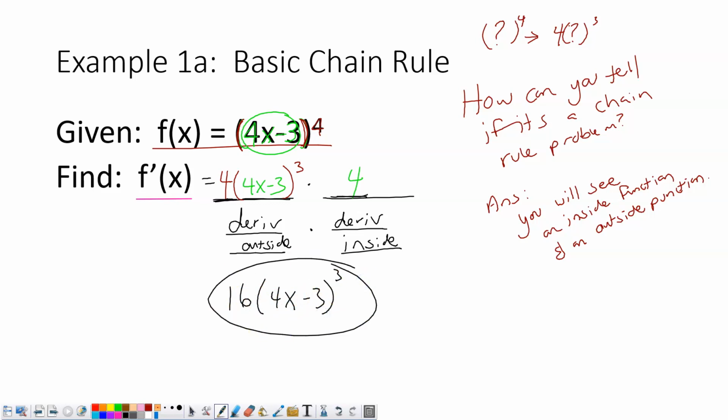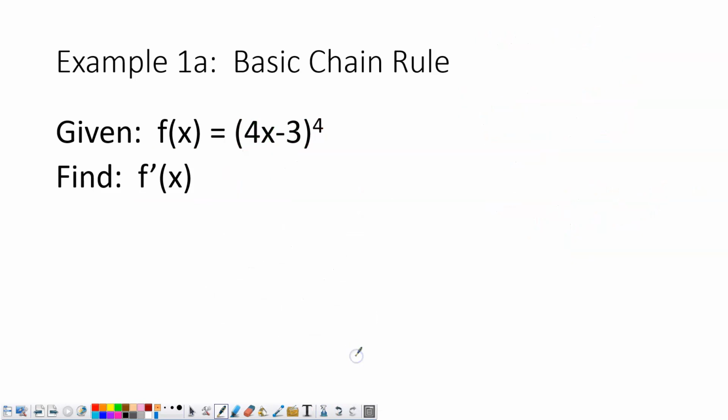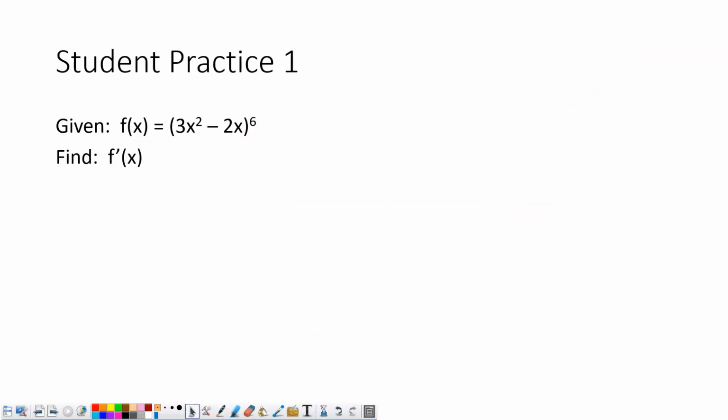So you can tell you're looking at a chain rule when there's an inside function and an outside function. How do you do the chain rule? You multiply the derivative of the outside by the derivative of the inside. All right, let's go ahead and let you guys try one of those. See if you guys can find the derivative of this function. Pause the video, and when you unpause it, you will see the solution.